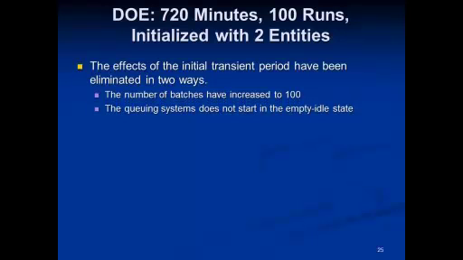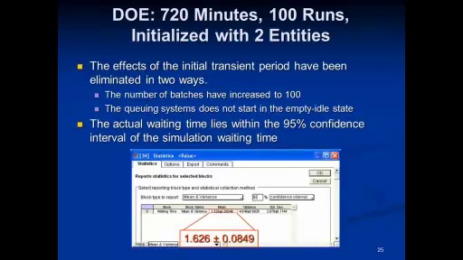As I stated, it doesn't start out empty and idle. It starts out with 2. Now my confidence interval is getting a little bit narrower, and it's 1.626 plus or minus 0.0849, and our true mean of 1.6333 repeating lies within that confidence interval. Keeping in mind that, although I haven't looked at it graphically, I've pretty much eliminated the initial transient period because I'm starting out near what I think the steady state is.